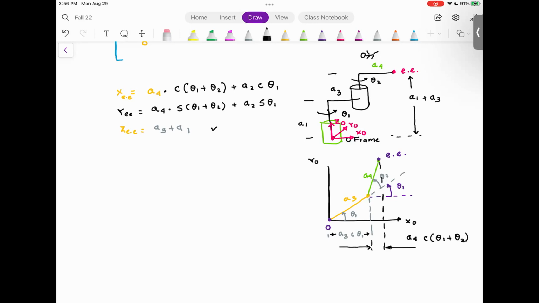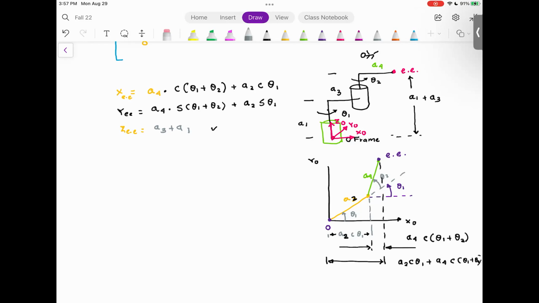Now the total x position is nothing but this guy. So this is A2. A2 cosine theta 1. So this becomes A2 cosine theta 1 plus A4 cosine of theta 1 plus theta 2. Are you with me so far?